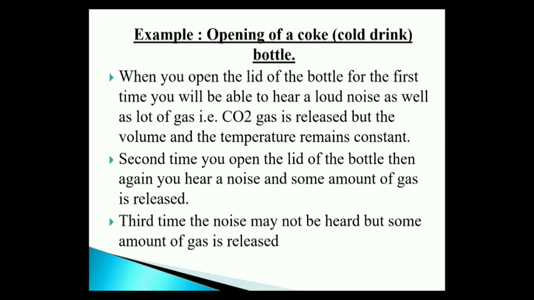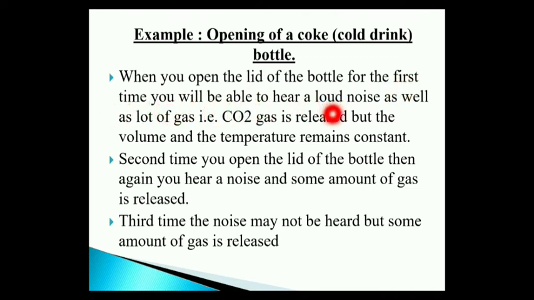So now we have understood what partial pressure is. Let us look into an example where we can see this pressure and partial pressure acting in our daily lives. This is an example where you are opening a Coke bottle or cold drink bottle. How is the pressure which is present inside the bottle coming out, how is it being produced? Let us look into that. When you open the lid of the cold drink bottle for the first time, you will be able to hear a loud noise, right?